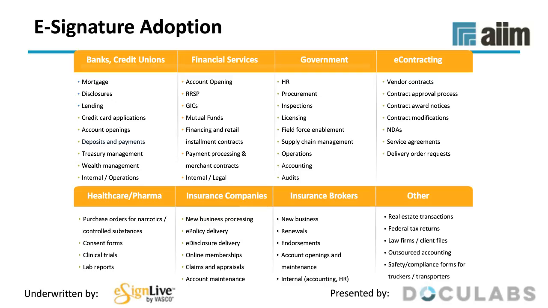Instead of having to go into a branch or wait for documents in the mail, you can go online and e-sign, for example, a loan application. Other highly regulated industries like healthcare and pharma are adopting e-signatures for adverse drug reporting, consents, and other controlled procedures. And across other industries, we see many companies and government organizations digitizing their contracting and procurement processes. So this can be anything from internal purchase approvals to vendor contract POs or NDAs with external parties, and these are all really common application areas for e-signatures.